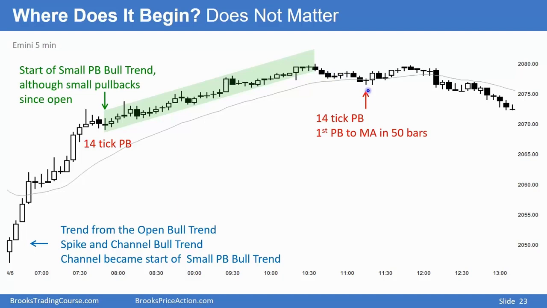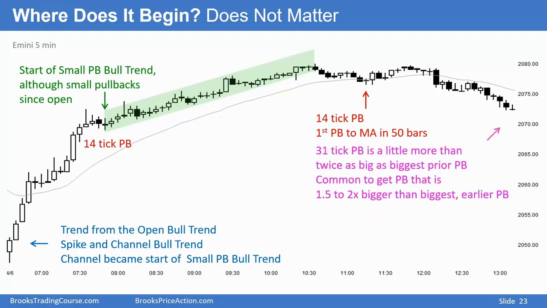And here we got a 14 tick pullback, and the first pullback to the moving average in about 50 bars. Small pullback bull trend. You always look for a bigger pullback later in the day, usually about 50 to 100% bigger. Here we got a 14 tick pullback, and here we have a 31 tick pullback.